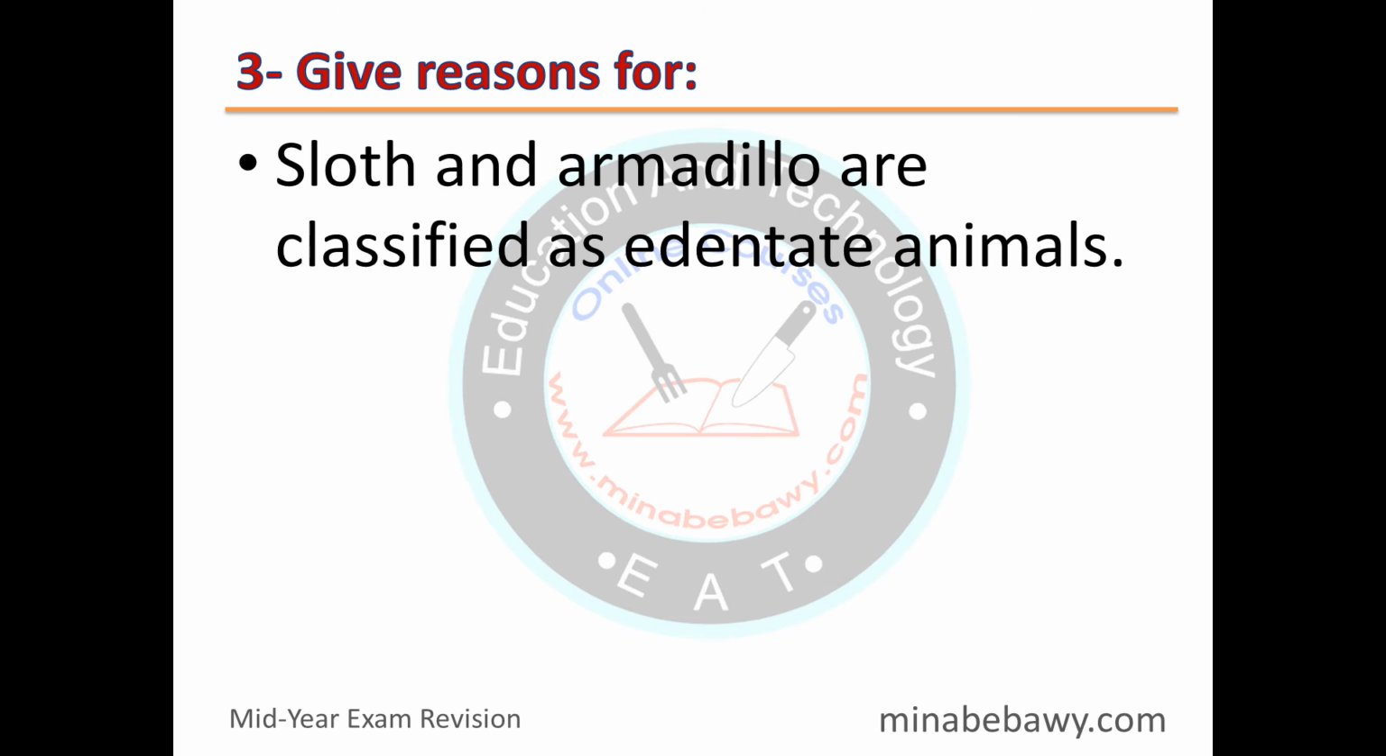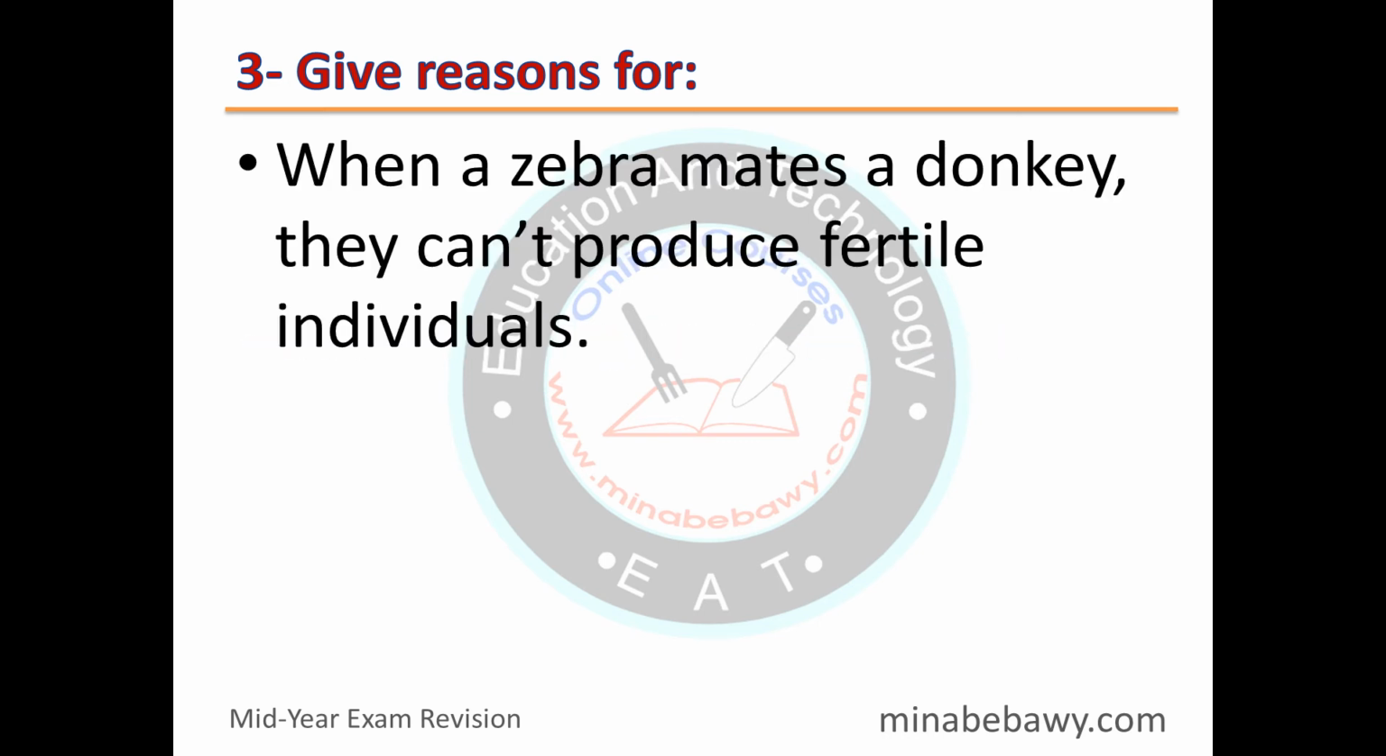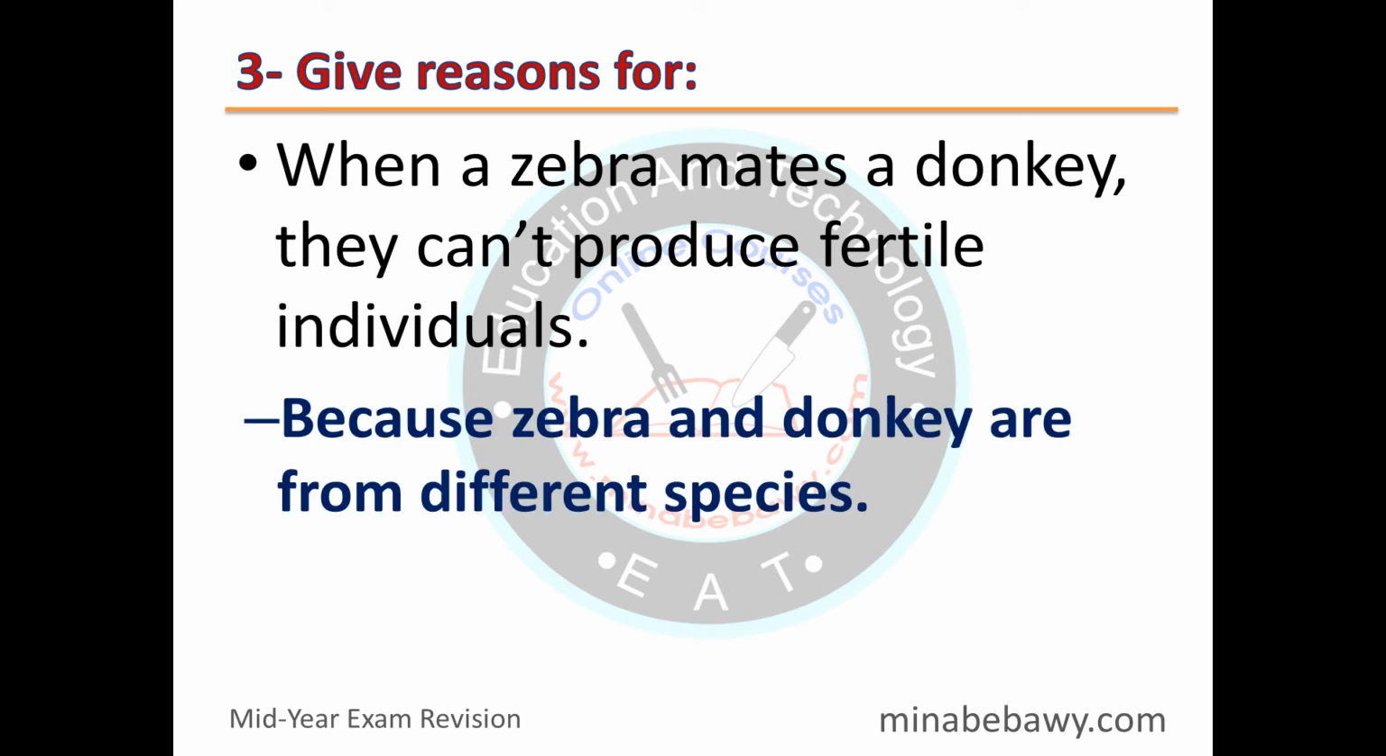Sloth and armadillo are classified as edentates because they have no teeth. When a zebra mates with a donkey, they can't produce fertile individuals because zebra and donkey are from different species.